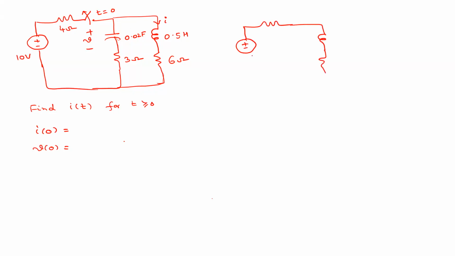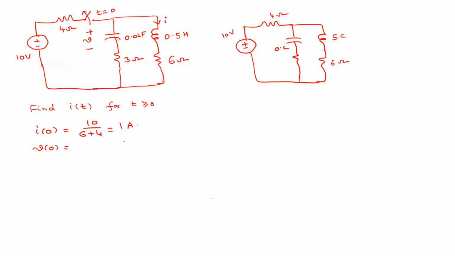This is the circuit, right? This is open circuited, and this is short circuited. So now we have 10 volts here, and this is 4 ohm, and this is 6 ohm. What is the current that flows through this inductor? 10 by 6 plus 4, so that is 1 ampere, right?